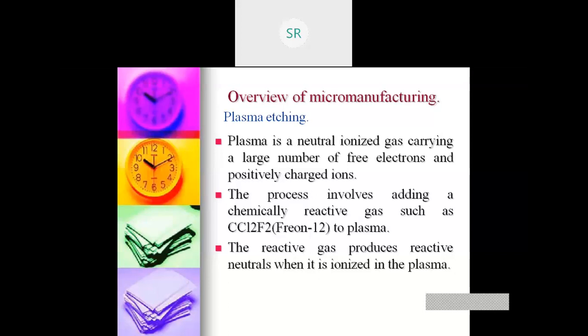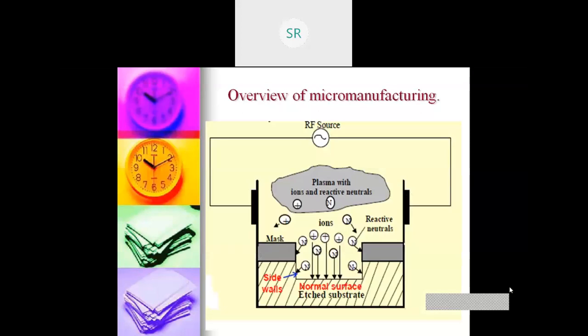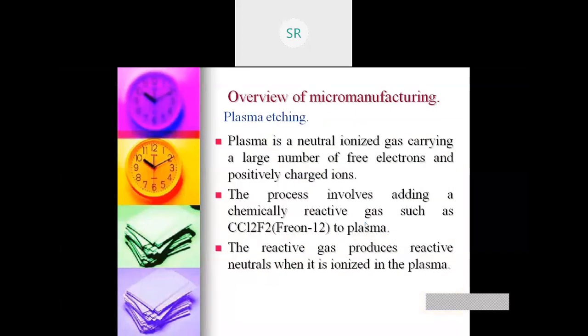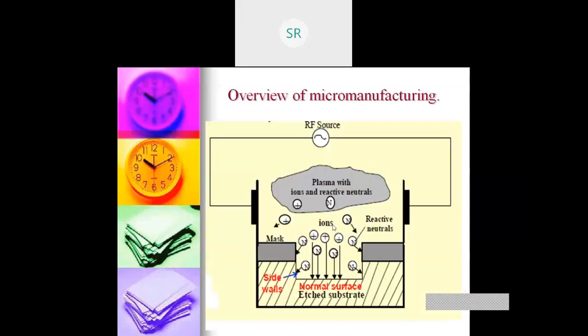Now what will happen? This is very important. I'll go to this figure now. So now I am generating a plasma, usually with the help of a radio frequency source. And next I'll add a reactive gas, that is nothing but Freon 12.